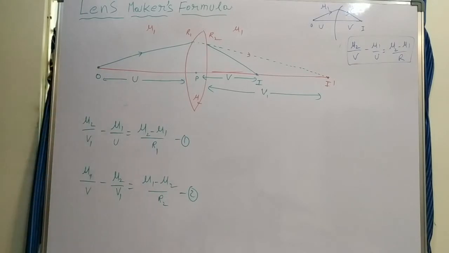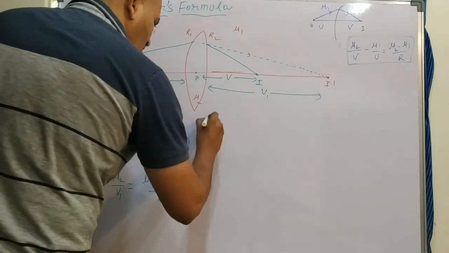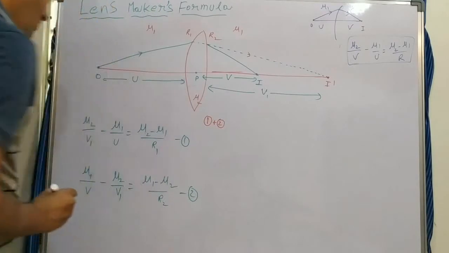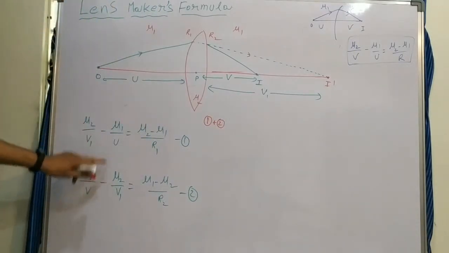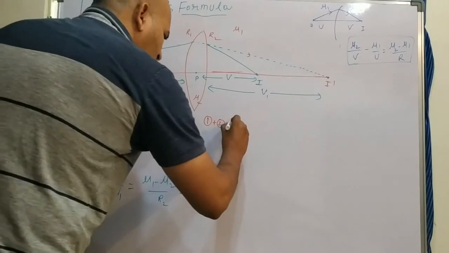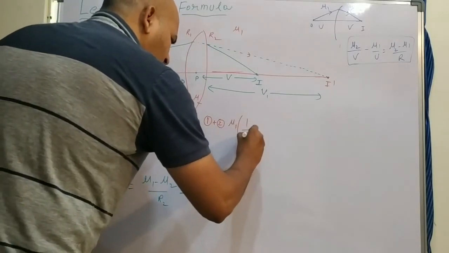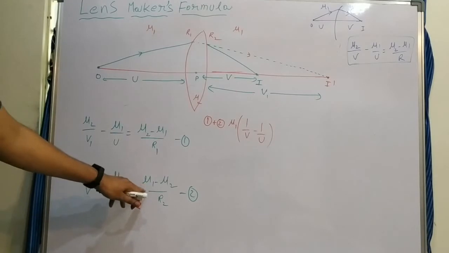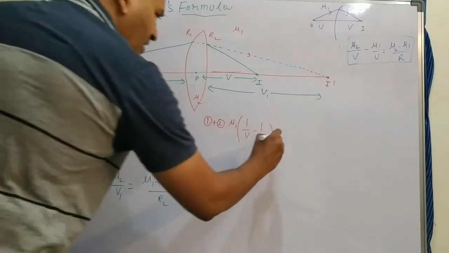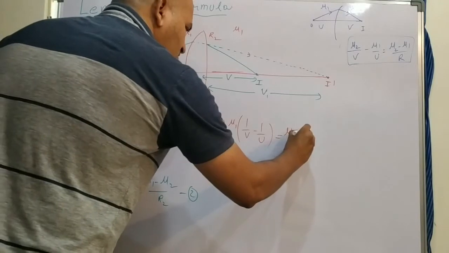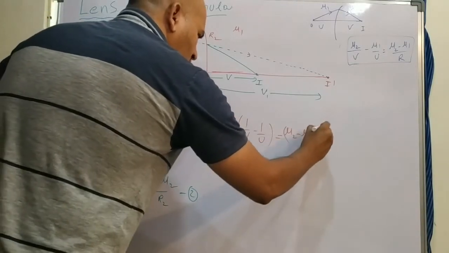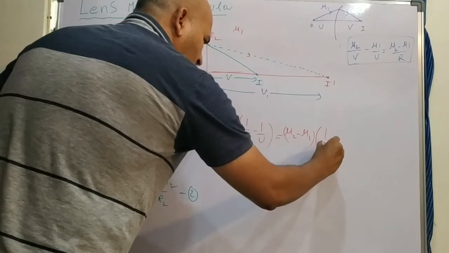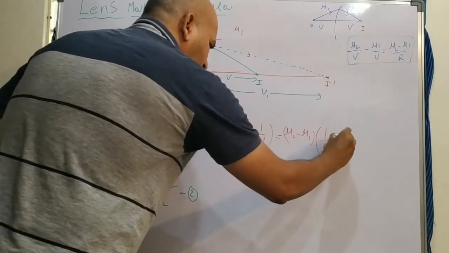Add these two equations. If you add equations 1 and 2, these two terms get cancelled and we get mu1 common: mu1 (1 by v minus 1 by u) on the left side. On the right side, taking minus common, we get (mu2 minus mu1) into (1 by R1 minus 1 by R2).